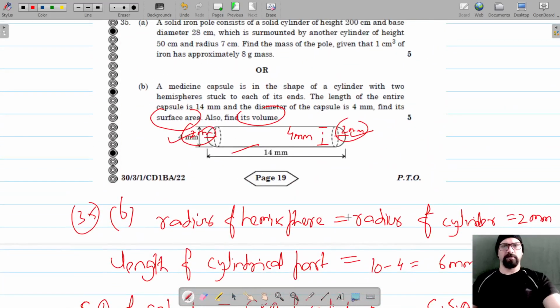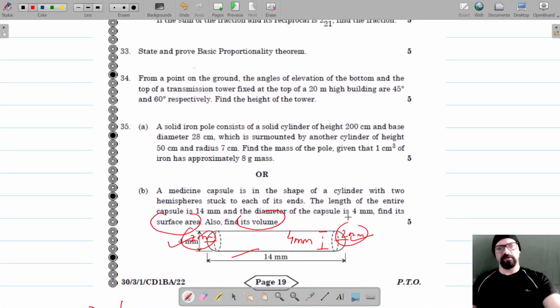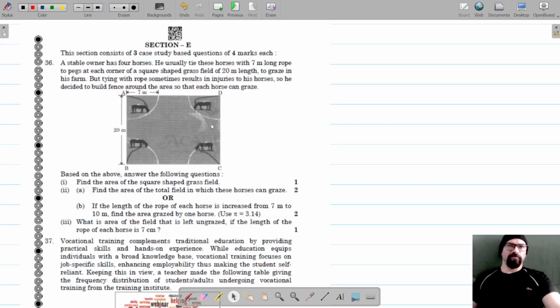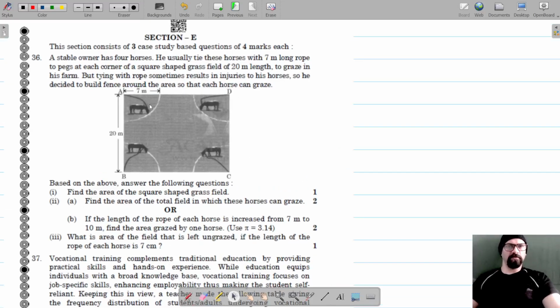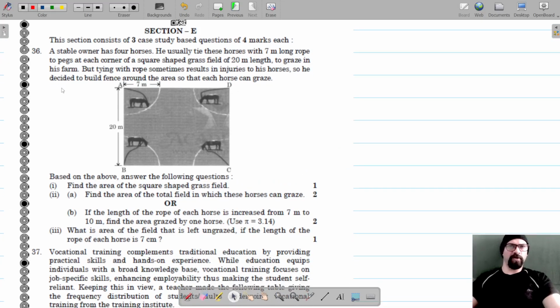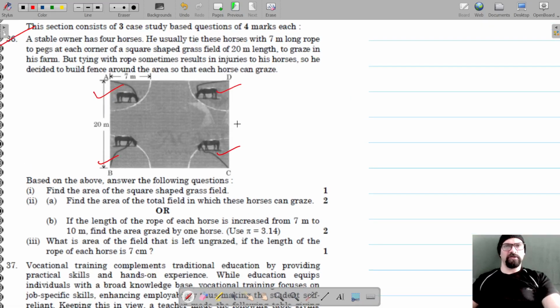Okay, so moving on to the next section, that is section E. This section consists of three study-based questions of 4 marks each. And coming to question number 36, it states that a stable owner has 4 horses, 1, 2, 3, and 4 in the figure. And usually these horses are tied with 7-meter long rope.